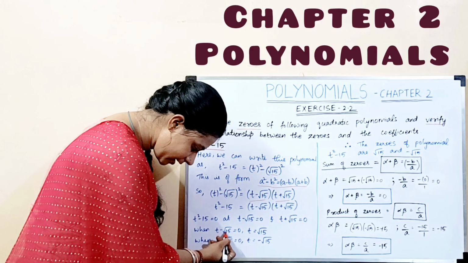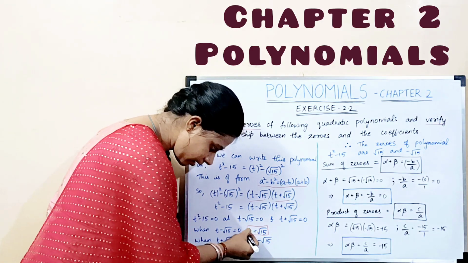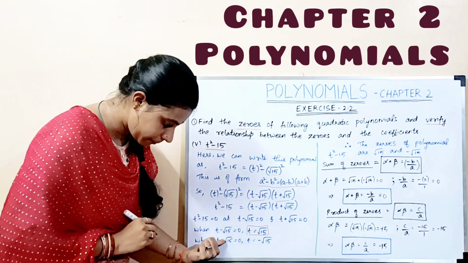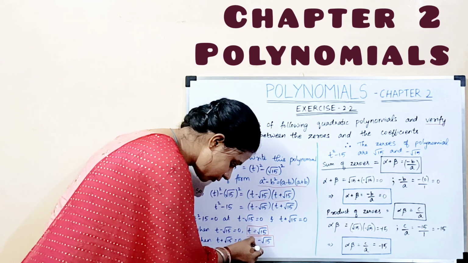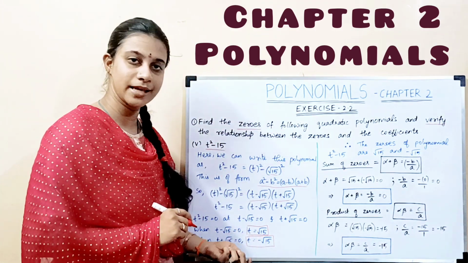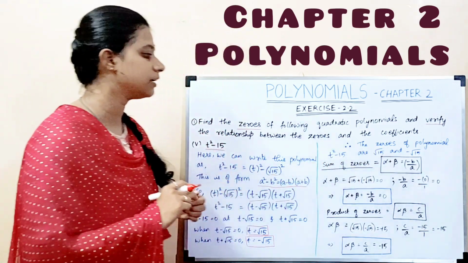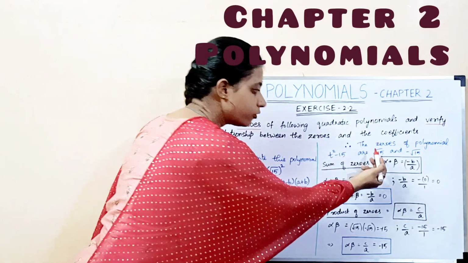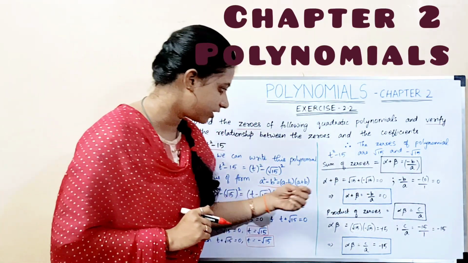While equating t minus root 15 to 0, we get t is equal to root 15, and while equating t plus root 15 to 0, we get t is equal to minus root 15. So here the zeros are of the same value and opposite signs. So the zeros of the polynomial t square minus 15 are root 15 and minus root 15. Now we will verify the required relationship.